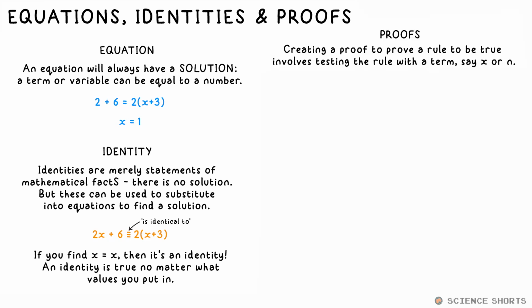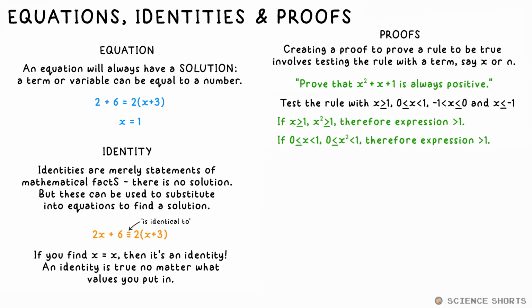You can be asked to create a proof to prove something is true. For example, prove that x squared plus x plus 1 is always positive. Well, let's show what's true when x is equal to or greater than 0. The minimum value is 1 and it increases from there. What about for negative values?